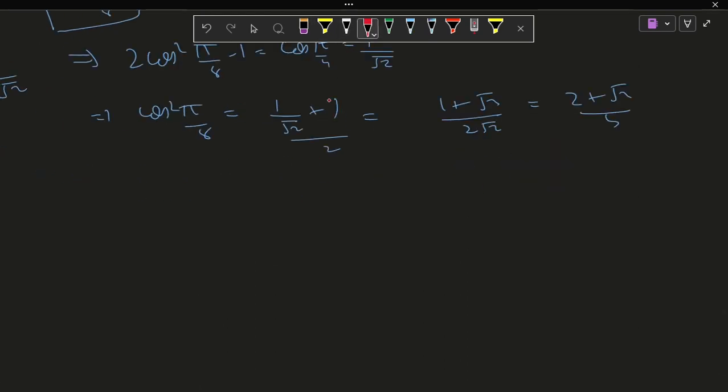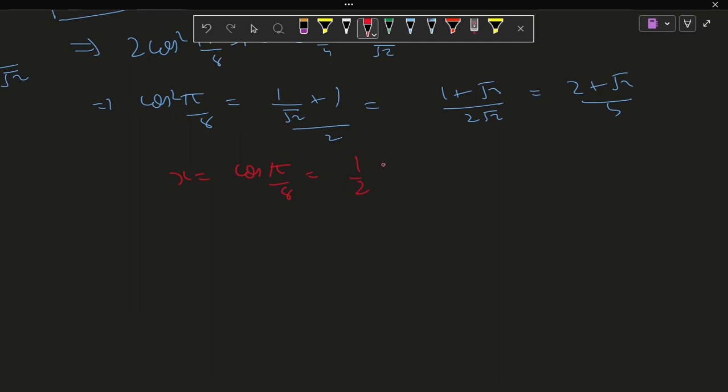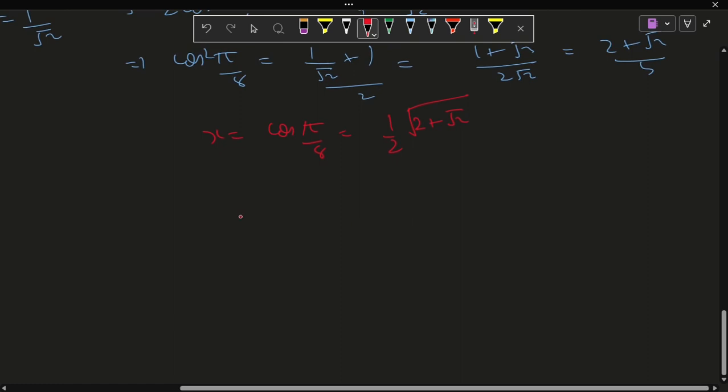So from here we can simply solve for x, which is cos of pi by 8, which is half into root of 2 plus root 2, like we got in our approach 1. So our final answer is simply 4.